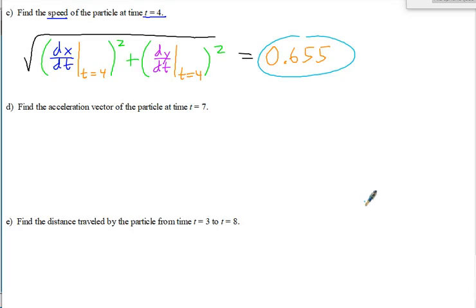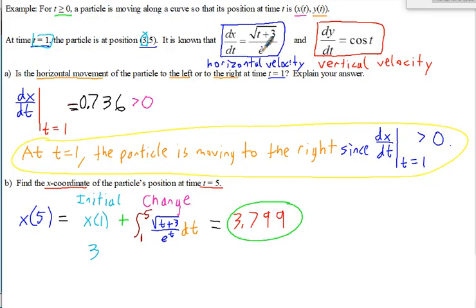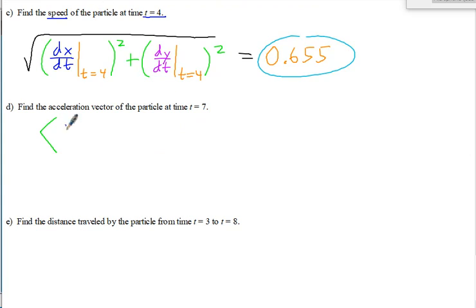Next one says find the acceleration vector at time 7. So, just like the velocity has 2 components, so does acceleration. So what we really want is the derivative of the velocity here to get acceleration. There's 2 components. So the way you'd write that is d squared x dt squared. But again, we want it specifically at time 7. Comma, the same thing, d squared y dt squared, specifically at t equals 7.